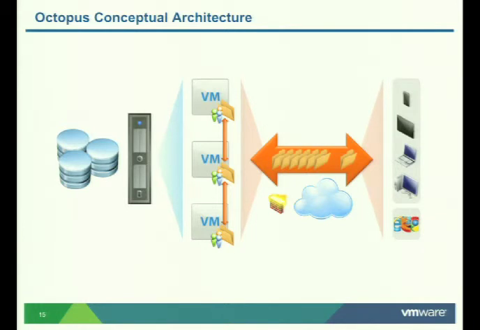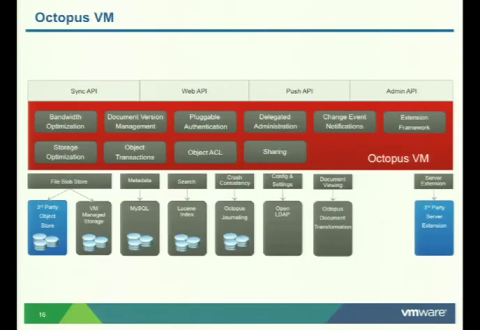Now let's zoom into each VM. We said that each VM is self-contained. What's inside of each VM? These are the things inside each VM. In the middle, the red box is the software, and the black boxes inside the red box are the modules of Octopus. Each module is responsible for certain functionality of the product.